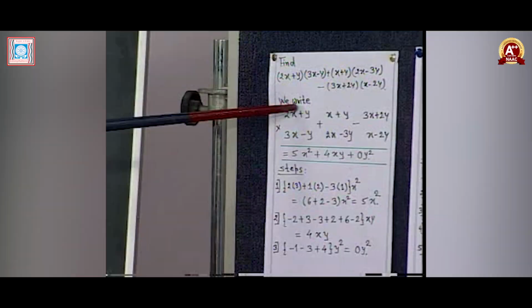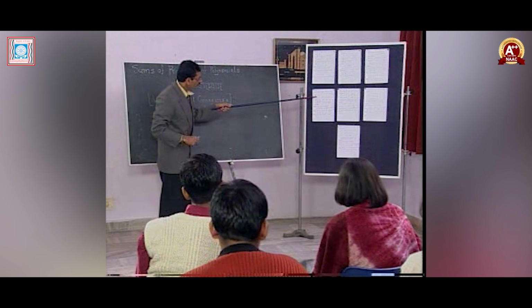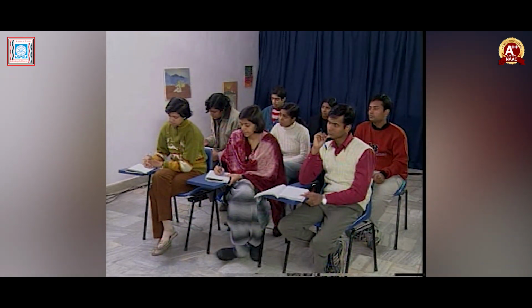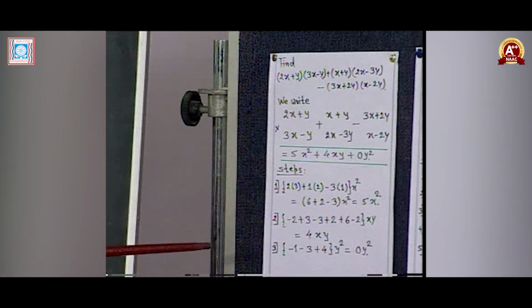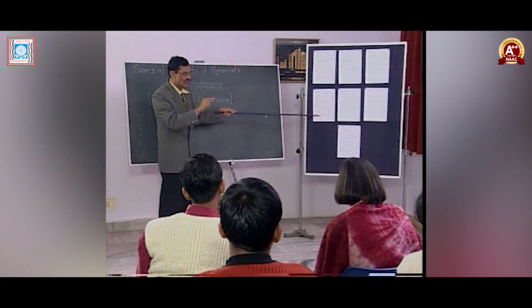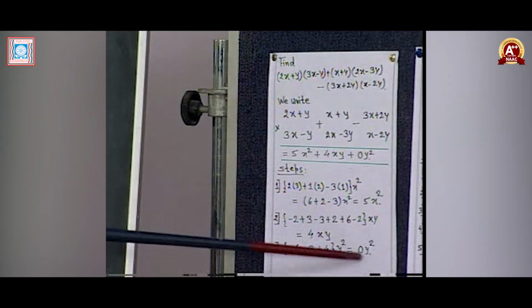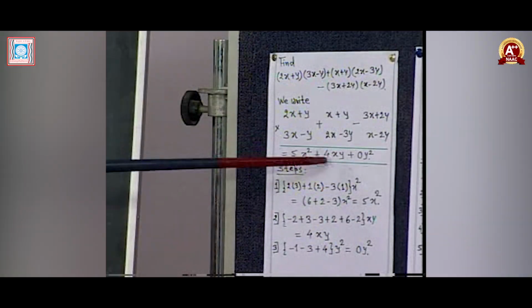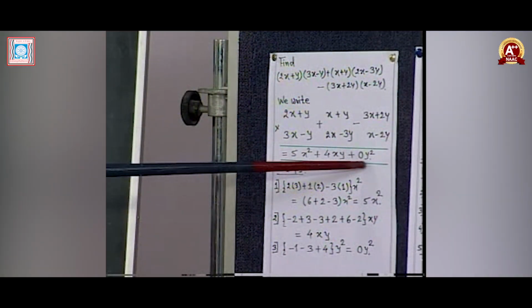And then the last one: 1 into minus 1, that is minus 1. 1 into minus 3, that is minus 3. And minus of minus 2 into 2, that is plus 4. So we get minus 1 minus 3 plus 4, that's 0. So the answer is 5x squared plus 4xy plus 0y squared.